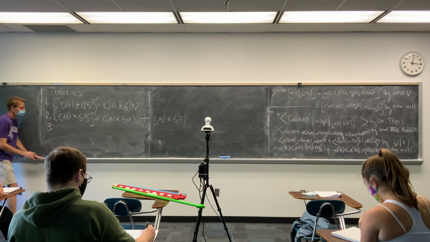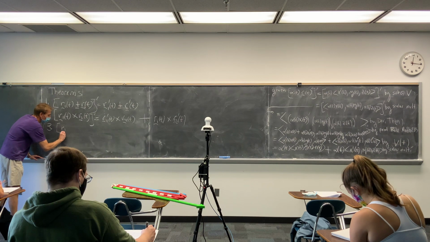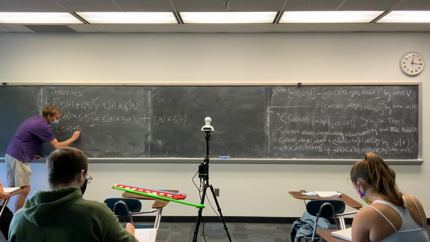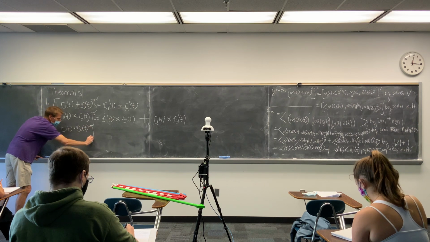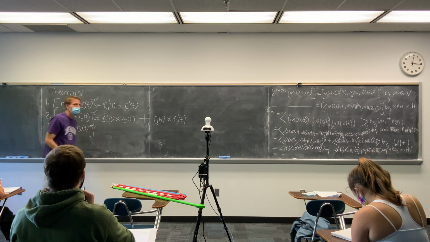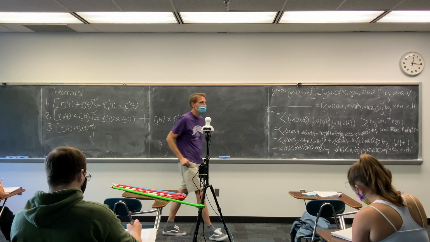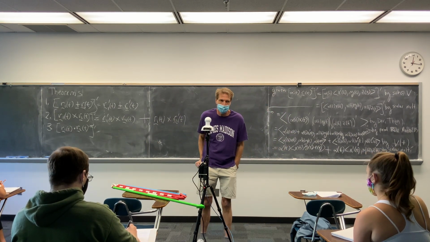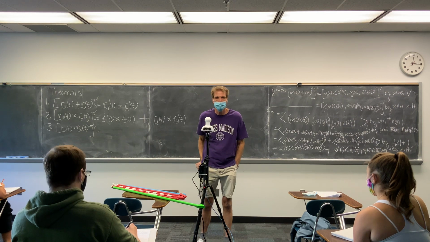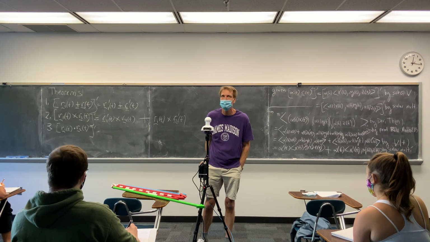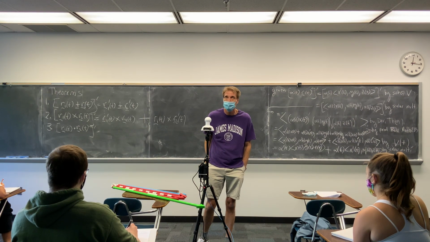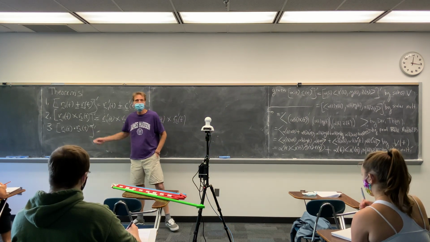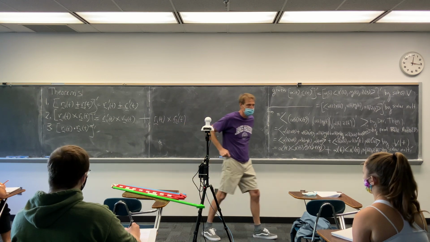Three. R1 of t dot R2 of t. We take the derivative of that. A vector dotted with a vector ain't a vector. This is the only one that's not a space curve when you take the derivative.